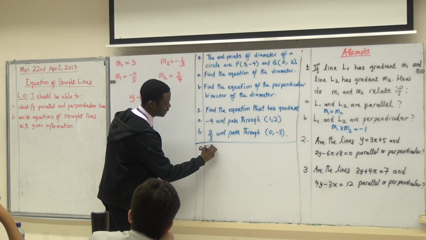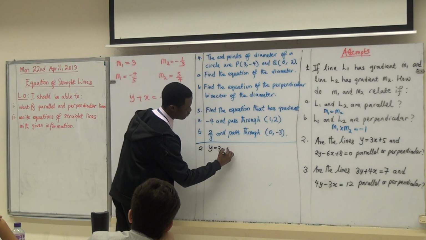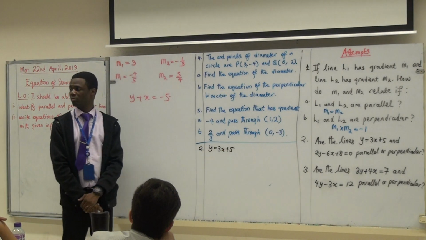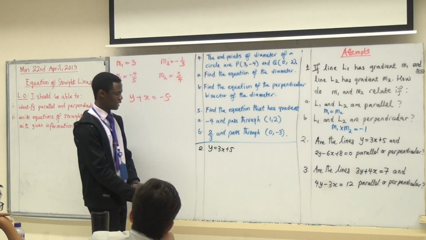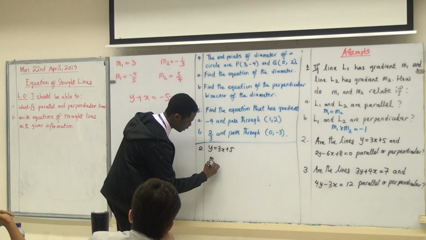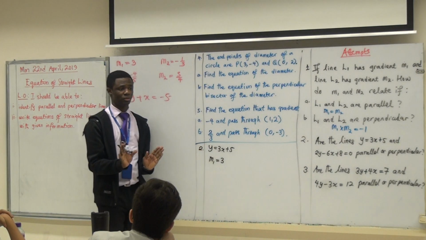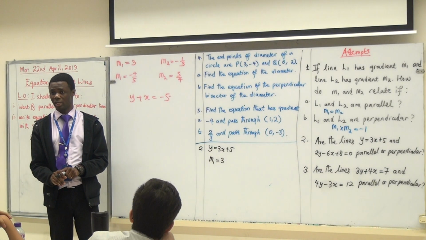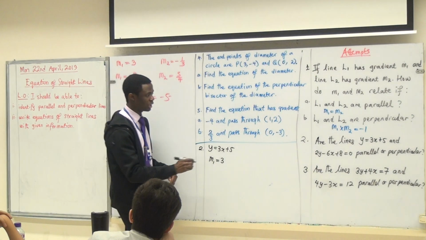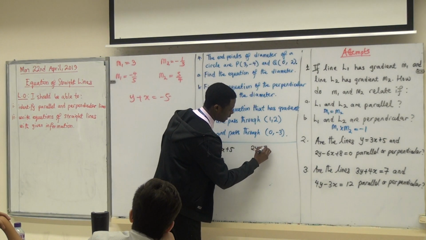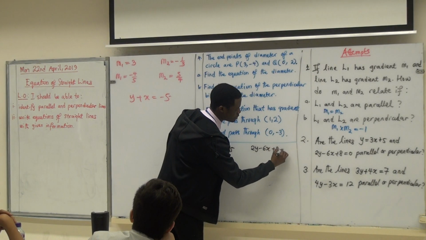So I pick the first line, y equals 3x plus 5. This is already made the subject, right? And I just established that my first gradient is 3, period. Then I go to the second line, 2y minus 6x plus 8 equals 0.